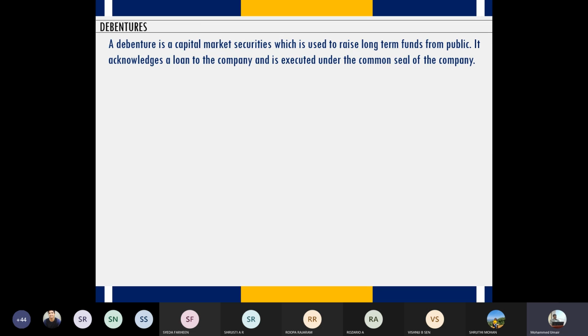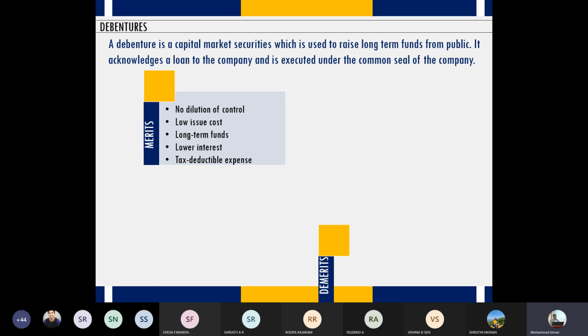How are debentures different from loans, and what are the pros and cons from the viewpoint of the company of issuing debentures? We have gone through all the advantages of issuing debentures from the perspective of the company. Now let's quickly go through the limitations. These are the setbacks.